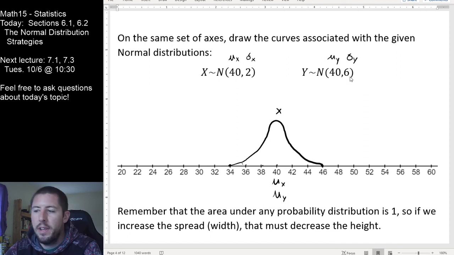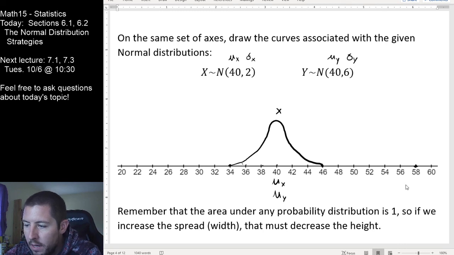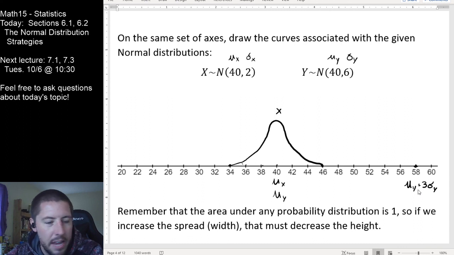So notice now, if we're interested in representing our 3 standard deviations above and below in our y variable, we're still centered at 40. But now 3 standard deviations above is going to be 18 above 40. That's going to get us out to 58 for our 3 standard deviations above. So this is our mu sub y plus 3 sigma y. Right? That's our average plus 3 standard deviations for y.